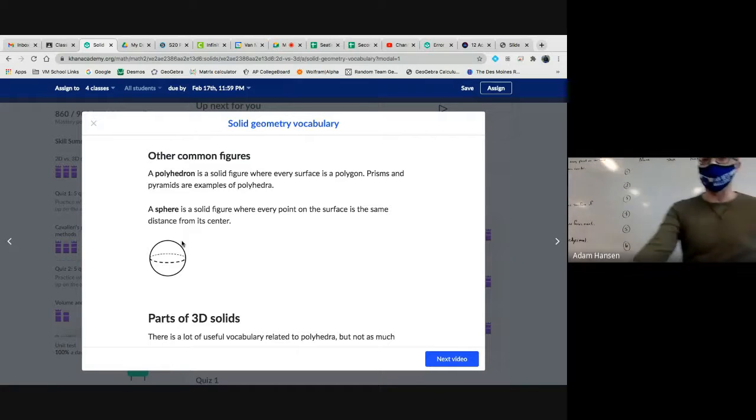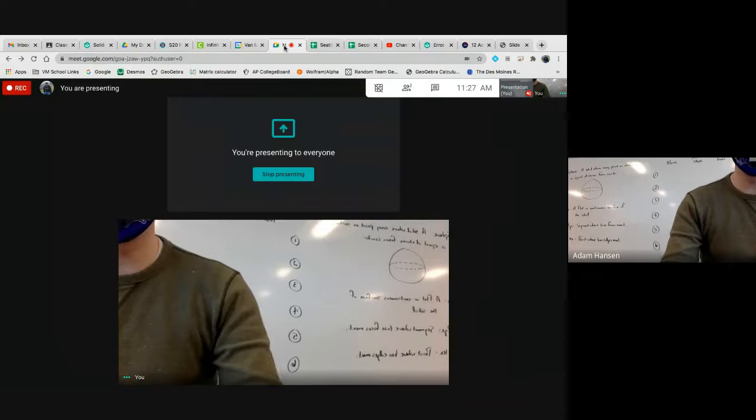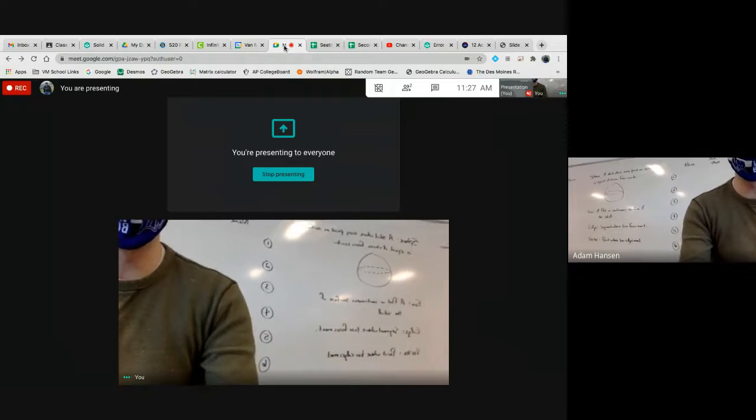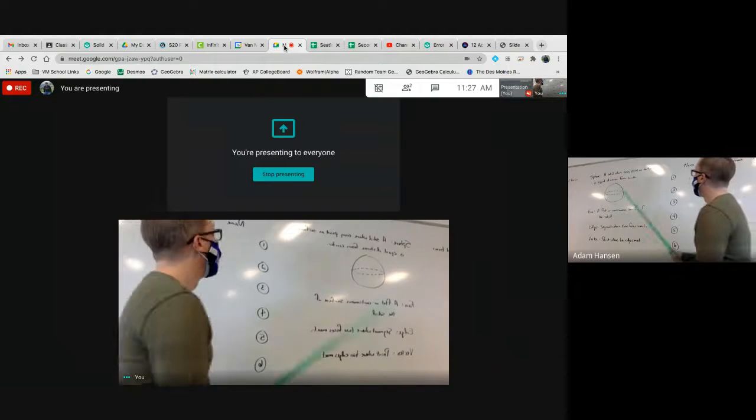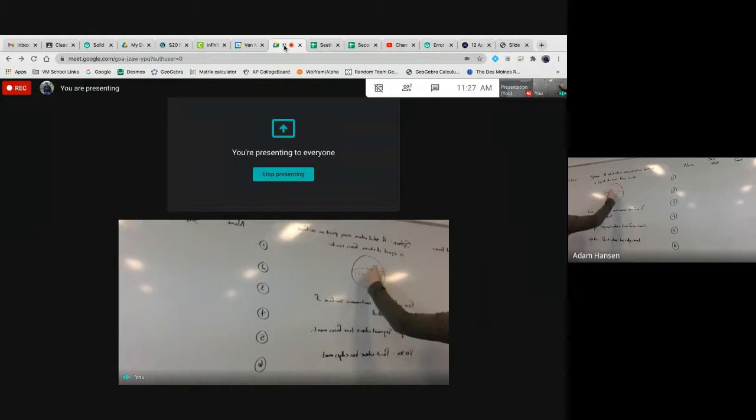A sphere is a three-dimensional object where every point on the sphere is the same distance to the center. Every point on the surface is equal distance from the center. If I label that distance, let's put the center here in blue. I'm going to draw that distance to the sphere. What is that called? It has a specific name. It starts with an R. Radius. The radius of the sphere is the distance from the center to any point on the sphere.